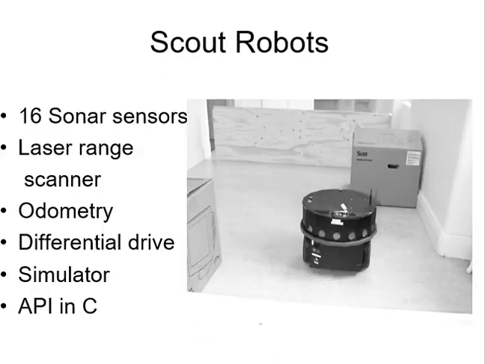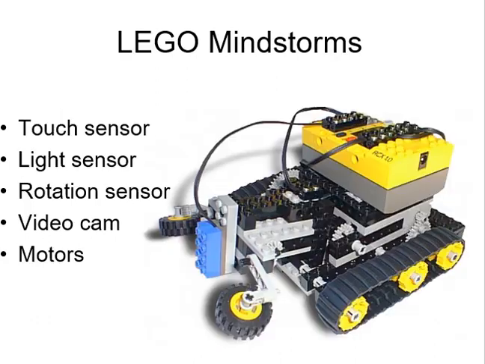So now let's see about Scout robots. The Scout robot has 16 sonar sensors, a laser range scanner, odometry, a differential drive, a simulator, and API and C. This is the representation of the Scout robot with its specifications. And then let's see about the LEGO Mindstorms. This is one type of robot. It has a touch sensor, light sensor, rotation sensor, video cam, and motors in it.